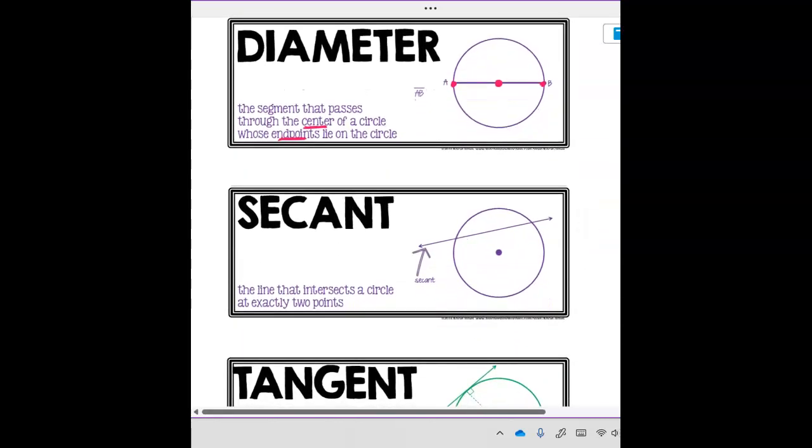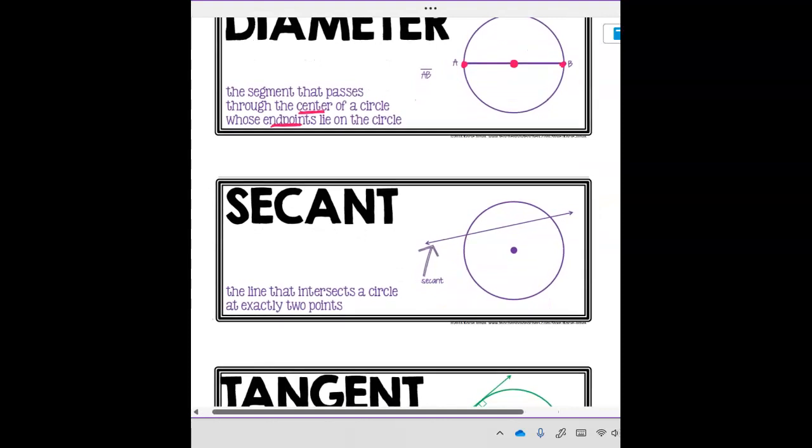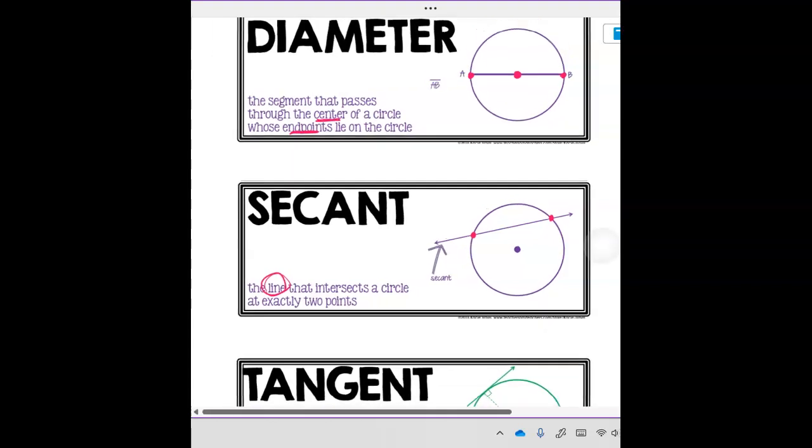Another vocab term that may be new to you is a secant. A secant is going to be a line. It's important that you realize it is a line, which means it goes on forever and ever in both directions, and we see the arrows going on there. A secant is going to be a line that intersects a circle at exactly 2 points. We see right here those points that I'm highlighting in pink. Those are the 2 points where the secant intersects the circle.